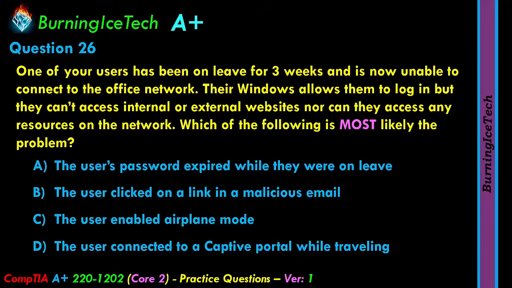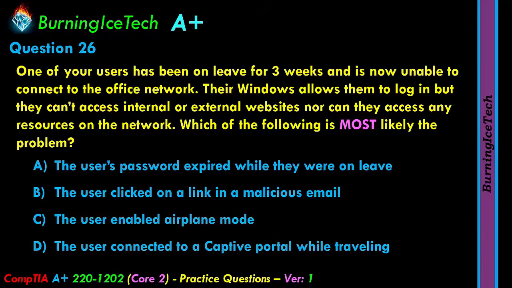Now, if we look at the question again, guys, it is possible that it might be answer C. Looking at the question at the top, it says one of the users has been on leave for 3 weeks. Okay, that doesn't tell us much, but it is possible that they might have been on a plane. And then it says this user is now unable to connect to the office network. Okay, so that could be airplane mode. It says that Windows does allow them to log in, but they cannot access internal or external websites. That could also be airplane mode. Nor can they access any resource on the network. Also possibly airplane mode.